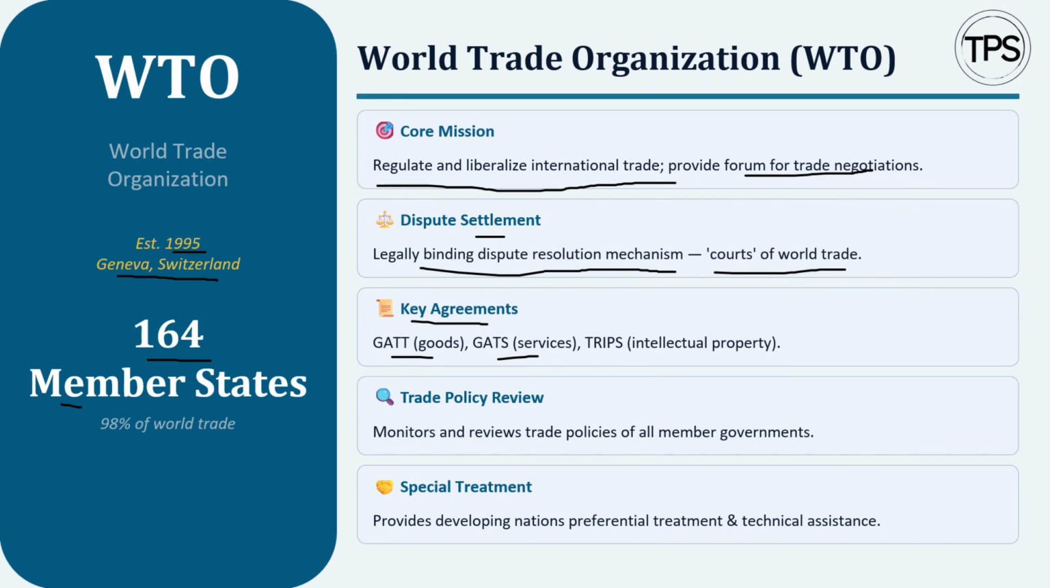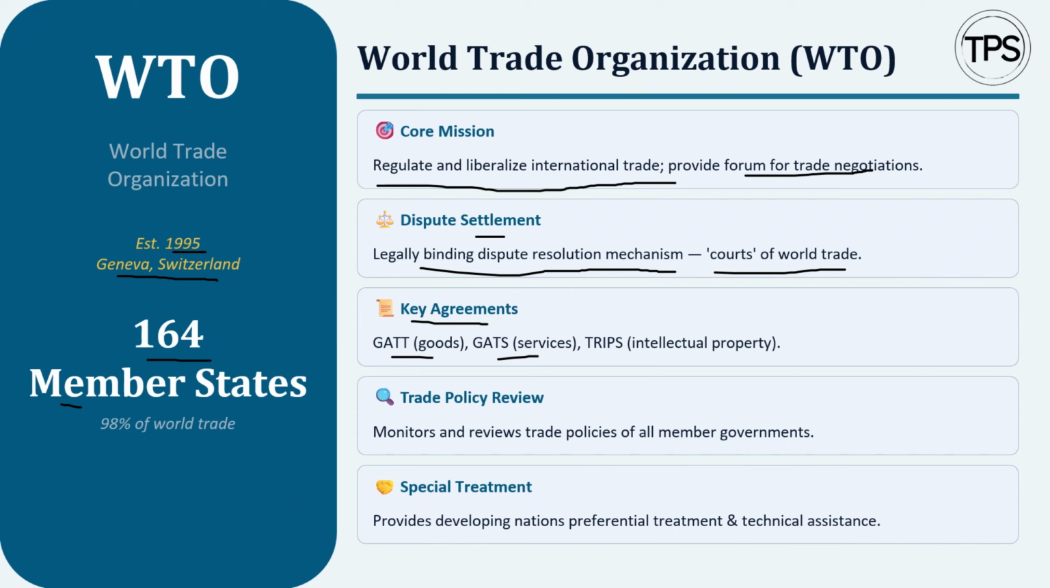What is GATS? GATS refers to the General Agreement on Trade in Services. It came into force in 1995. Just as GATT deals with trade in goods, GATS deals with services. Examples: banking, insurance, telecommunication, tourism, education, transportation, information technology, and others. Now, what is TRIPS? TRIPS full form is Trade-Related Aspects of Intellectual Property Rights. It covers intellectual property.